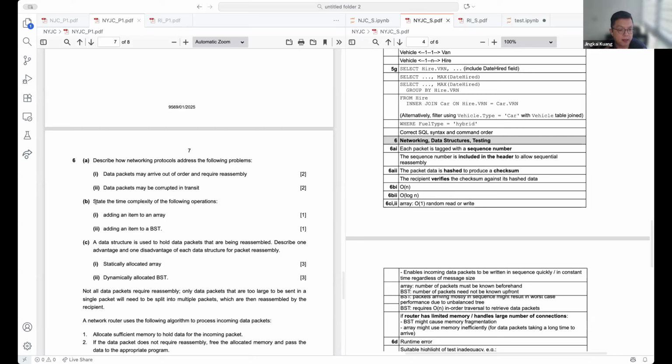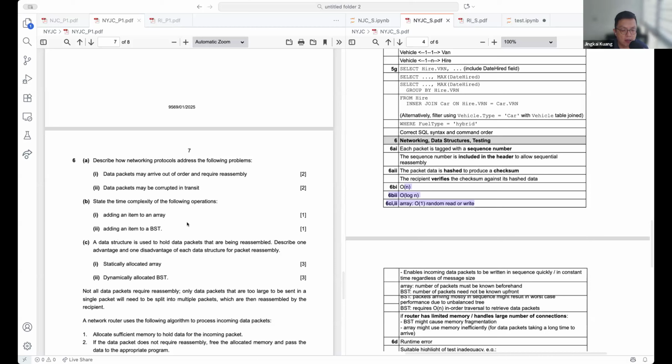In part B, state the time complexity of the following operations: adding an item to an array, and adding an item to a BST. Adding an item to a BST, no issue, because you go in, you split in half, you either go left or go right. So that one you know for sure is O(log n). But why is adding an item to an array O(n)?